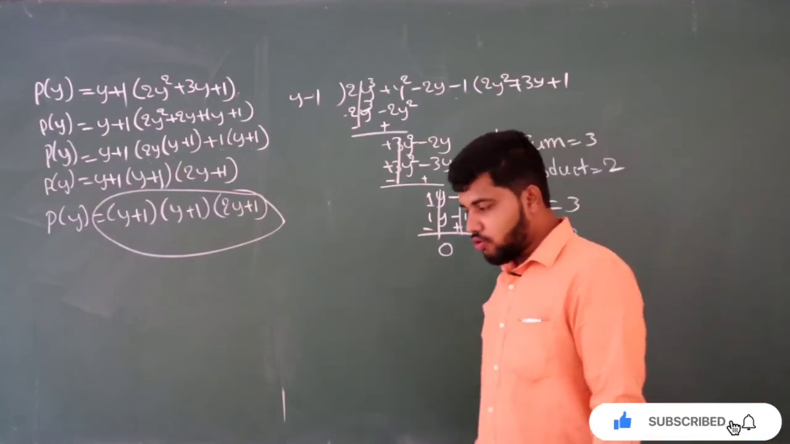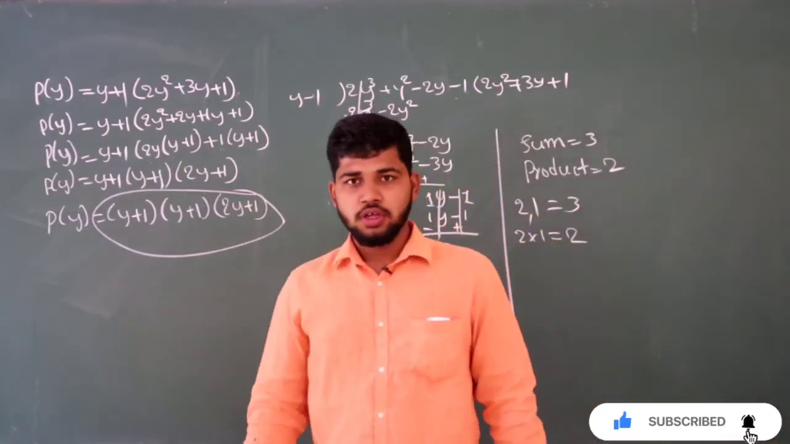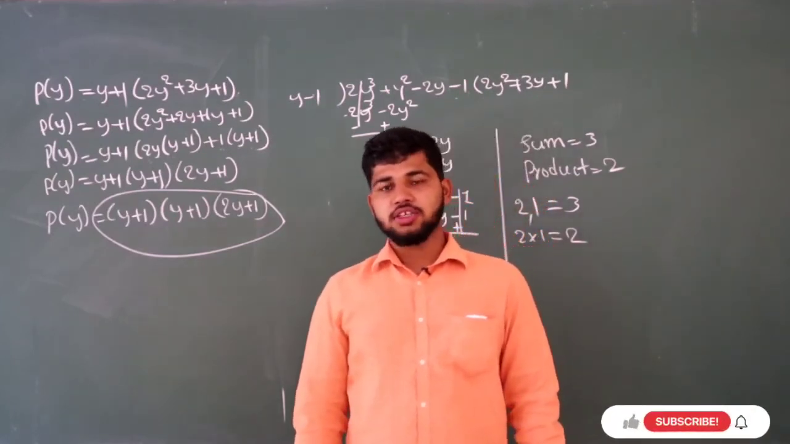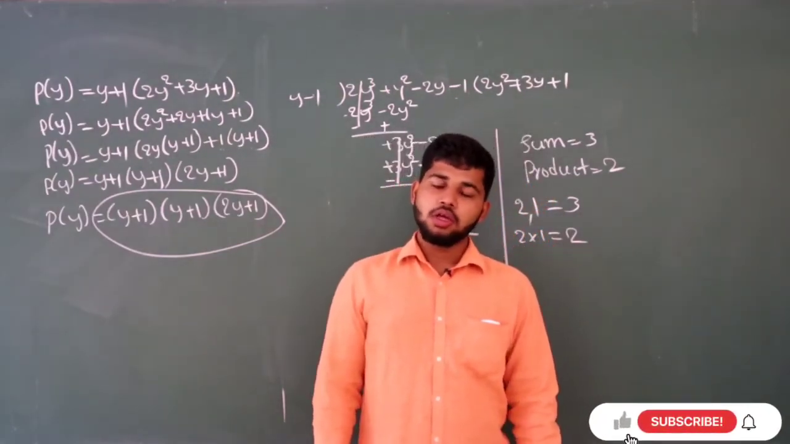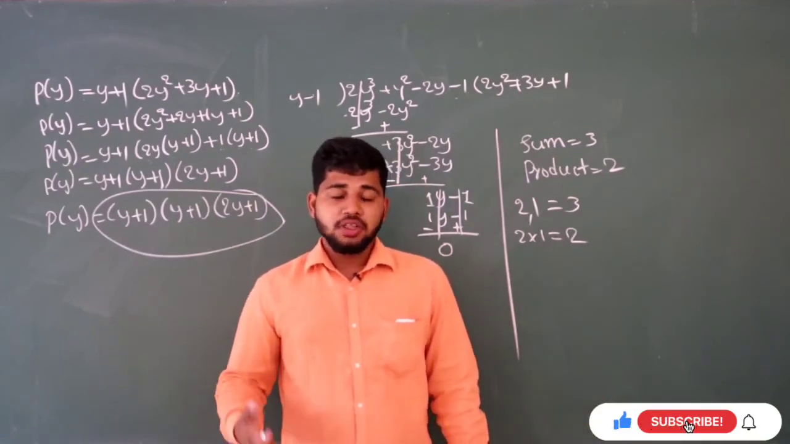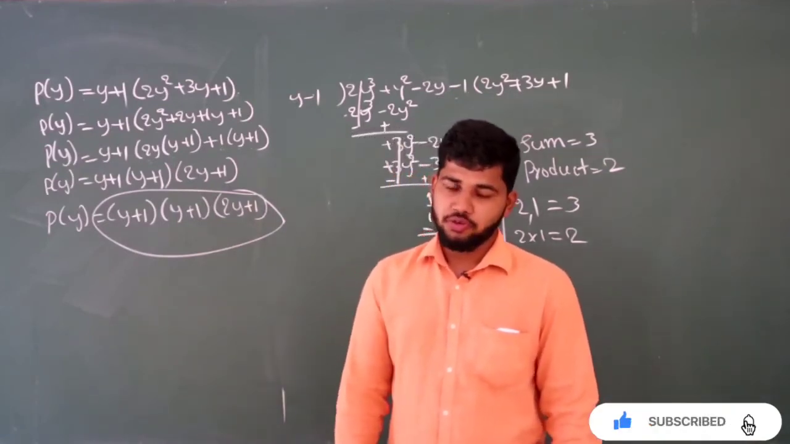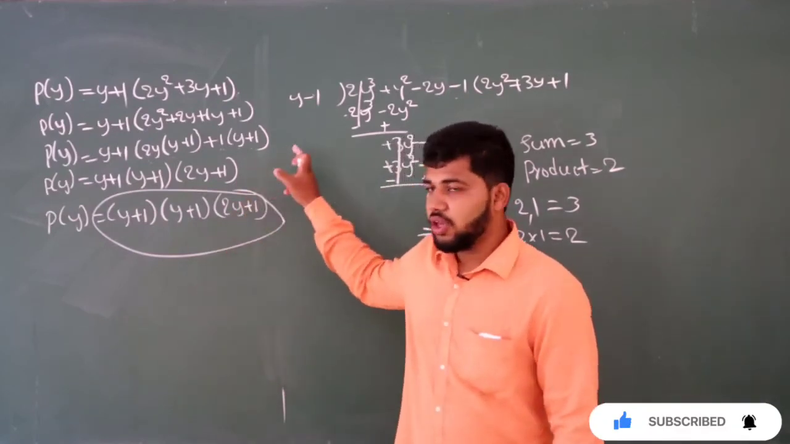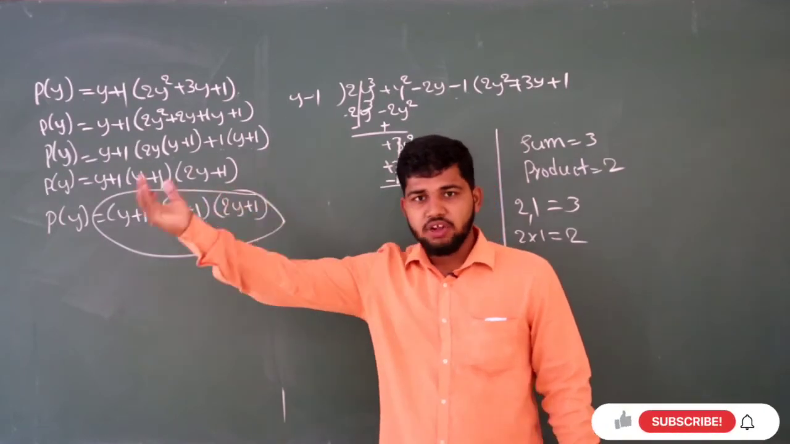Before, when you are going to find the factors of these numbers by checking through x, in the place of x you use the value 0, 1 or minus 1, or you can use 2 or minus 2. But after you get the quotient by dividing the given P of y by y minus 1, lastly you will get the quotient.